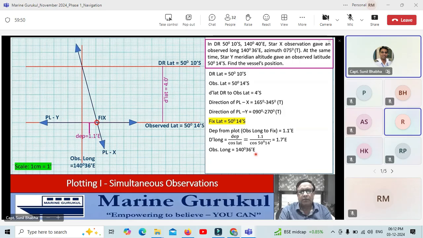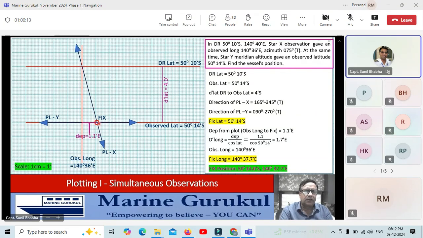This D long we apply to the observed longitude, and that was 140 degrees 36 minutes east. When we apply a D long of 1.7 minutes east to it, our fix longitude becomes 140 degrees 37.7 minutes east. So the coordinates of our fix obtained through plotting would be 50 degrees 14 minutes south, 140 degrees 37.7 minutes east, and it's here that we have the fix of the vessel.